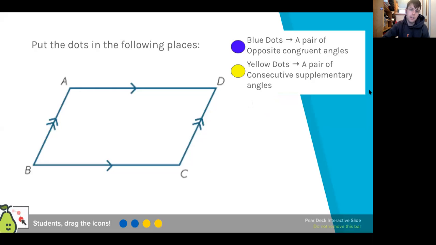Okay, and this was an interactive slide, but let's go ahead and mark out some, let's see, blue is supposed to be opposite congruent angles. So A and C would be an example of that, or B and D. Easy. An example of consecutive supplementary angles would be like A and B. Consecutive, they're next to each other, and they are supplementary. Or A and D. It's another option. Or D and C. Another option. B and C. All of those would be options for that.